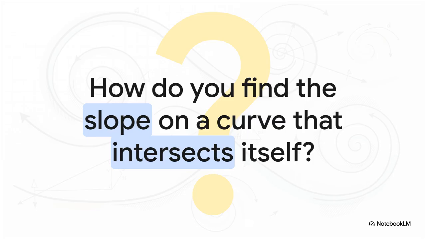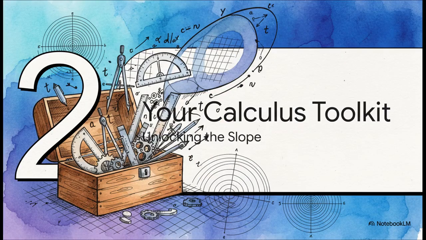And this, right here, is our central question. I mean, think about it. If the curve is at the same point twice, does it have one slope there, or does it have two? How can we even begin to describe its steepness at any given moment? This is the puzzle we are here to solve. So, to crack this puzzle, we're going to need the right tools. And luckily for us, calculus provides an absolutely killer toolkit just for parametric curves. So let's open it up and see what's inside.